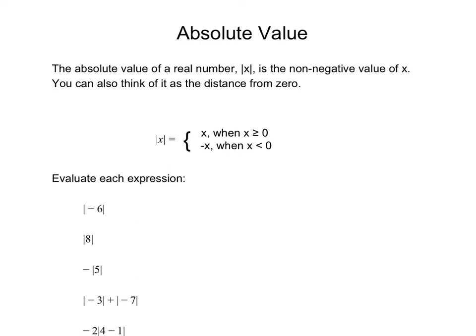So let's begin with a definition, and then we'll talk a little bit about what that definition actually means. So we have the absolute value of a real number, written with those two vertical bars around it. The absolute value of x is the non-negative value of x, and sometimes also thought of as the distance from 0. So we have this piecewise function written down here, and we're certainly going to look at piecewise functions in more detail in the coming lessons.